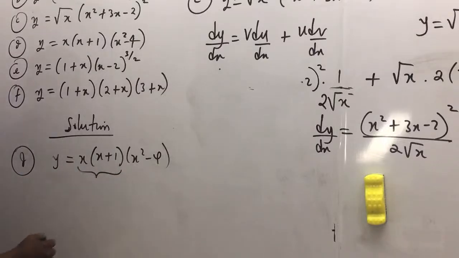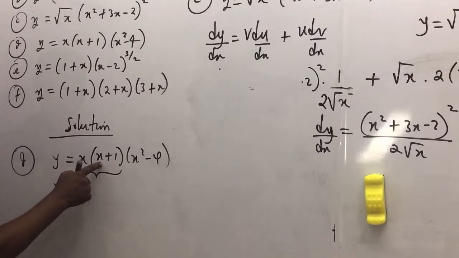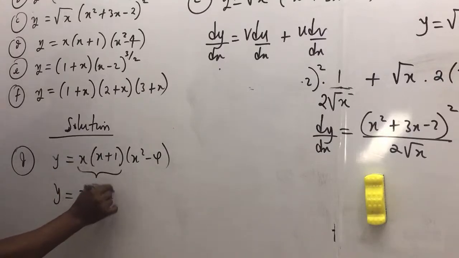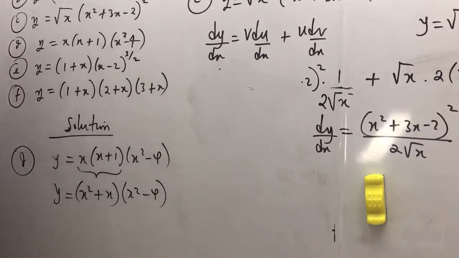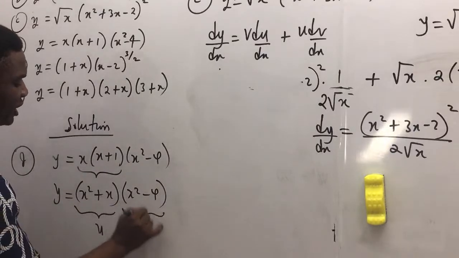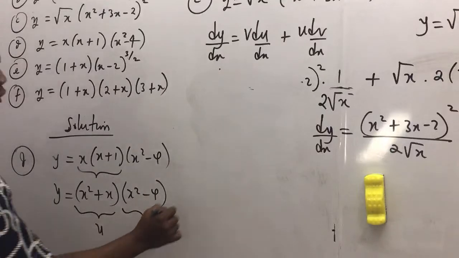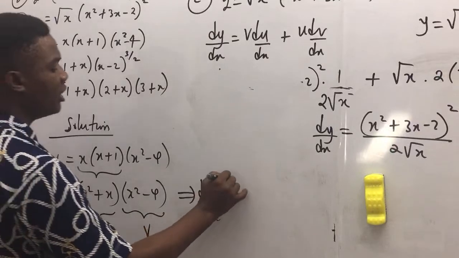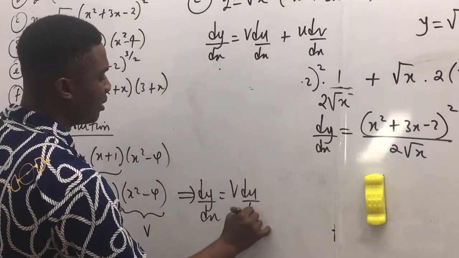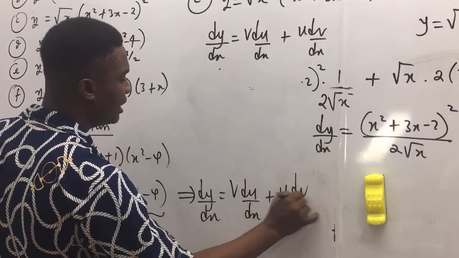So I'm going to merge these 2 into one function. I'm going to call this y equals x times x, which is x squared, and x times 1, which is x. Doing this simplifies the problem to a product of two functions. Let's call this function u, and let's call this function v. Now again, by the product rule of differentiation, dy/dx will give me v du/dx plus u dv/dx.